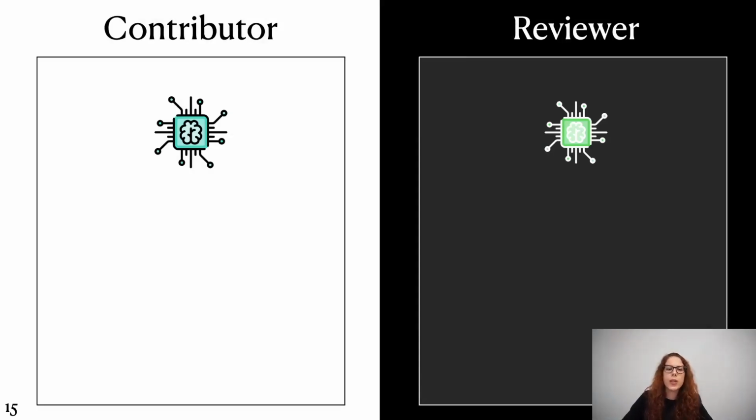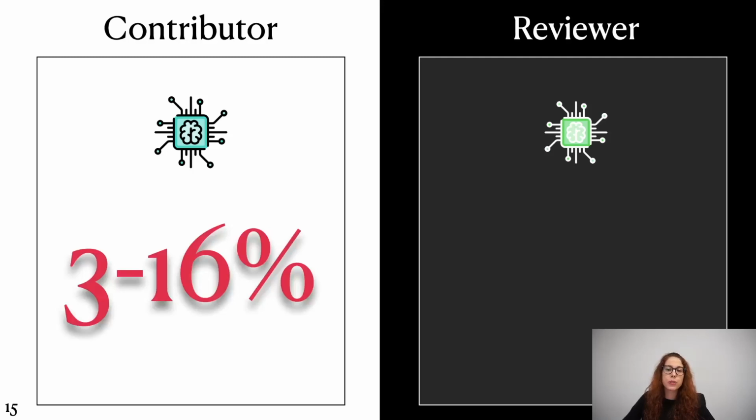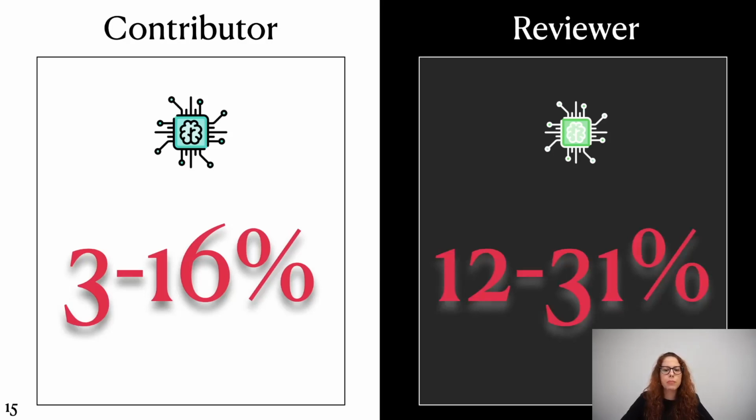Okay, finally we evaluated our models on perfect predictions. With perfect prediction we mean a model prediction that applies exactly the same changes made by the developer to the submitted code during a real code review activity. The models were able to generate a perfect prediction on 3 up to 16% of cases on the contributor side, depending on the number of predictions the model is allowed to generate, and on 12 up to 31% of cases on the reviewer side.